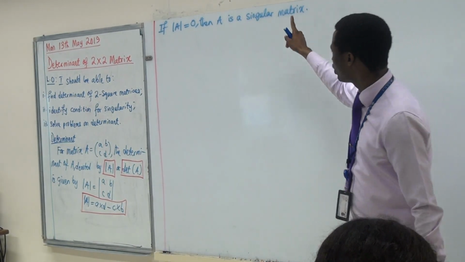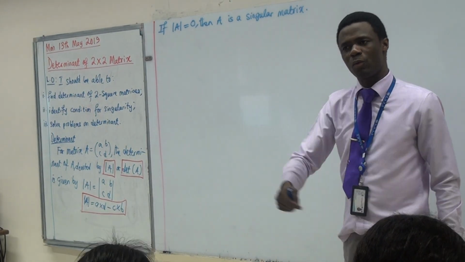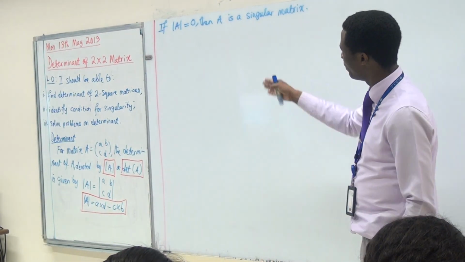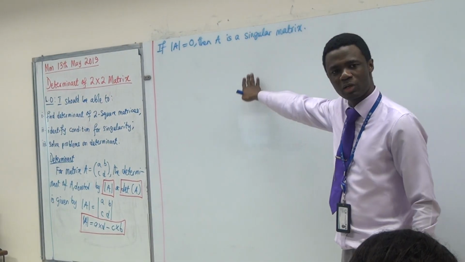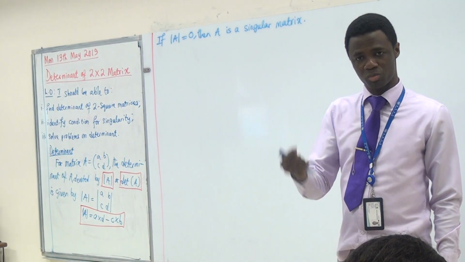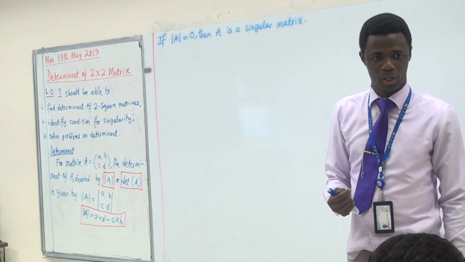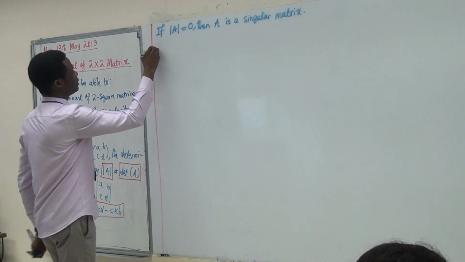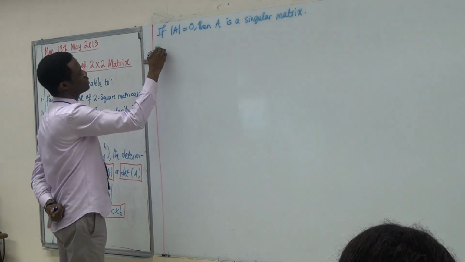Now, I'm going to remind you of this even when we get to inverse. Because I'll be telling you at that moment, the inverse of a singular matrix does not exist. We'll tell you why, maybe later today or tomorrow. The rest of the work is just you working, so I'm just going to give you 1 or 2 examples.